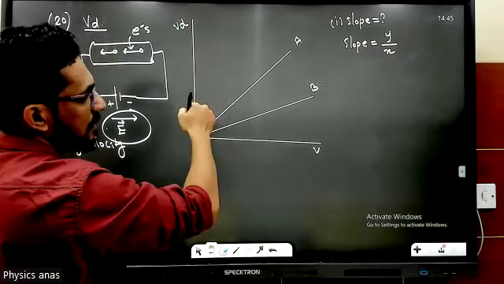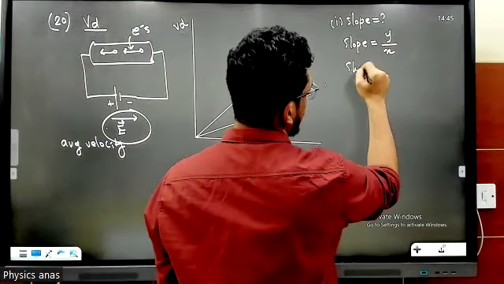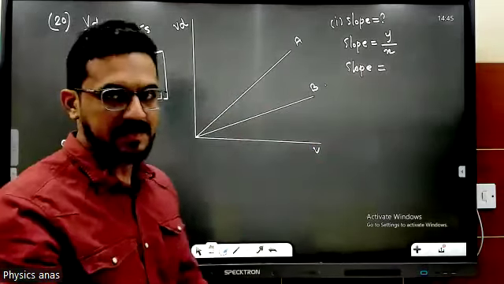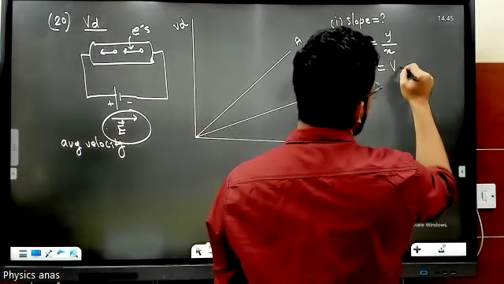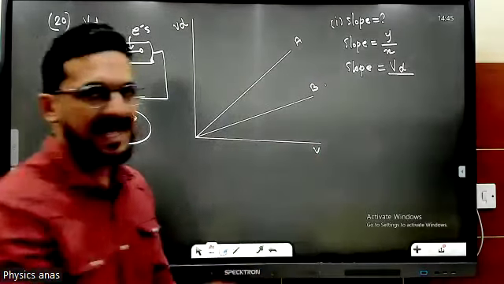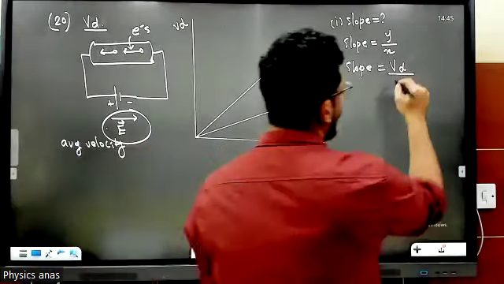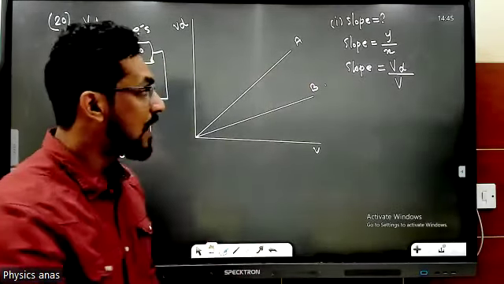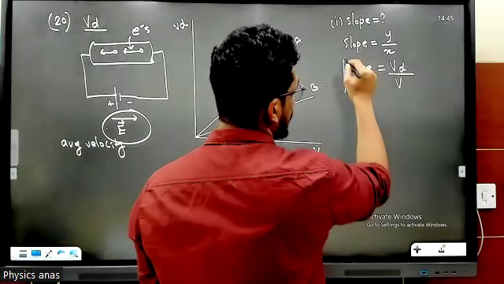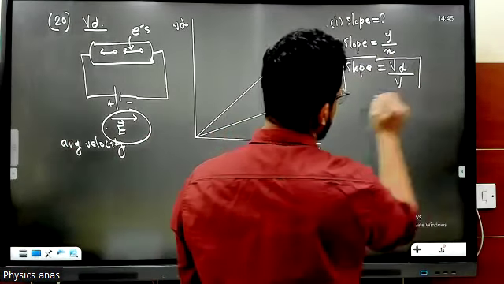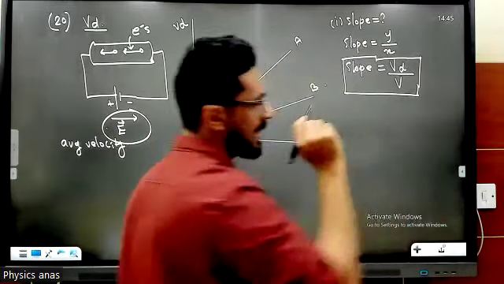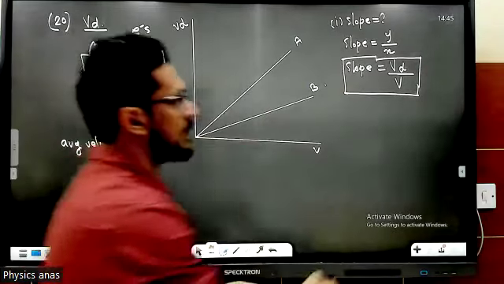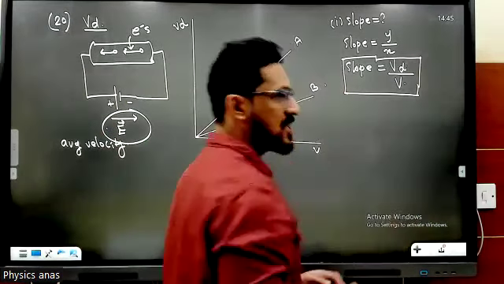What will be y here? Y here is drift velocity, divided by, what is x here? Here x is voltage. Y is drift velocity and x is voltage in this graph. Did you get it? Okay, now what does this drift velocity divided by voltage mean?